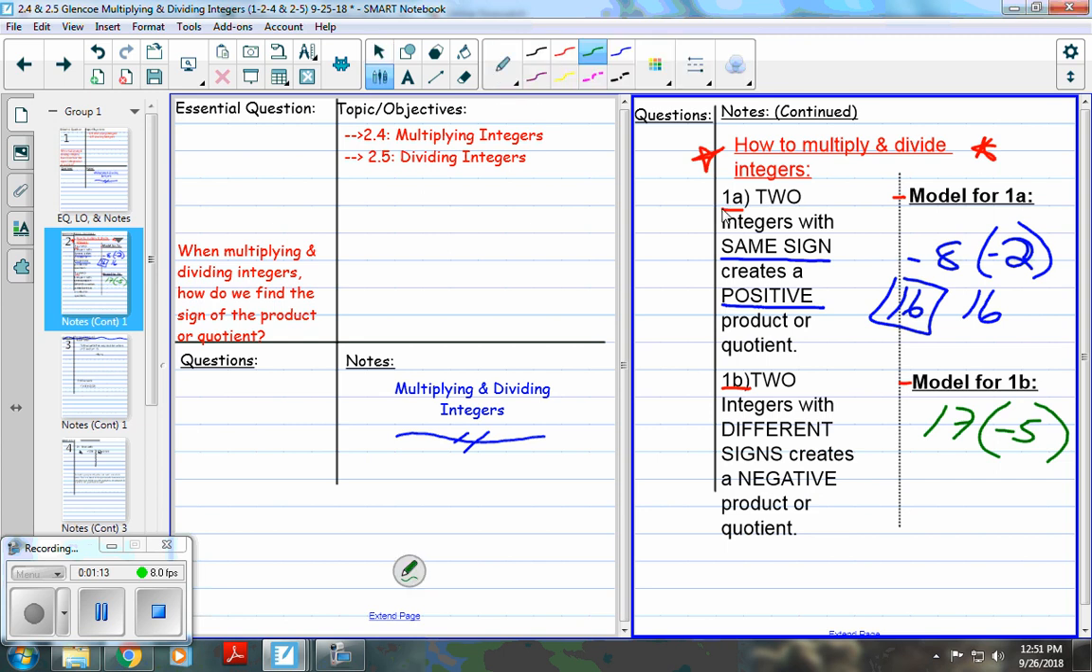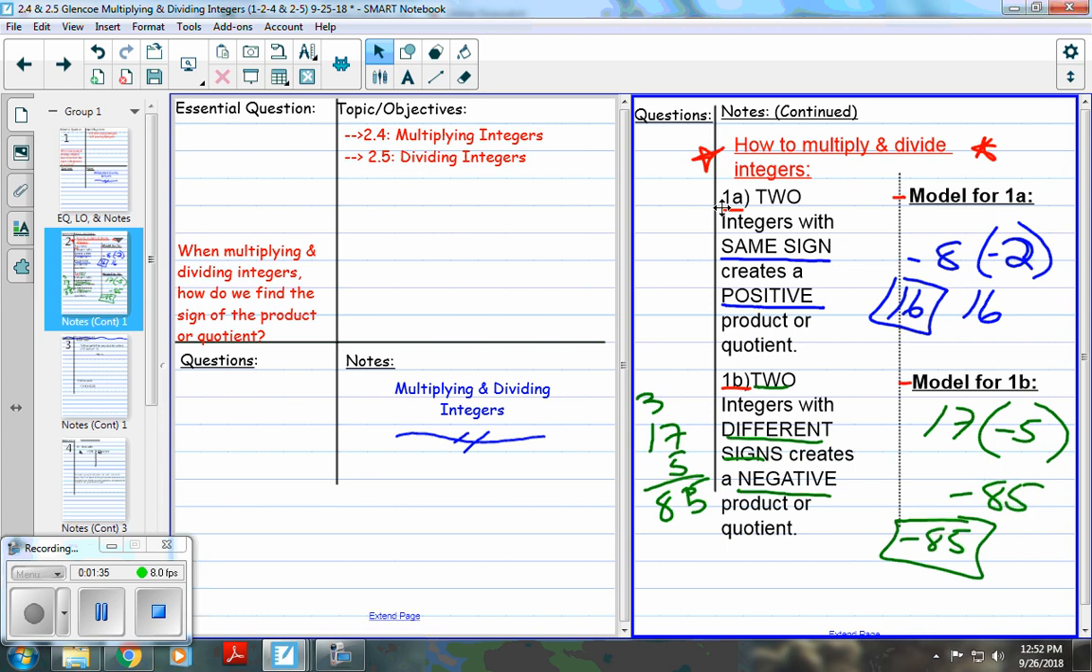If the two integers are different signs, then we get a negative product or quotient. So 17 times -5, we know we're going to have a negative. I'm going to do some multiplication on the side so I don't make any mistakes. Nice, so we end up with -85 as our solution. So again, it's real simple. Whenever we multiply or divide, if they are same signs, it's a positive number. If you get different signs when you multiply or divide, it's a negative.